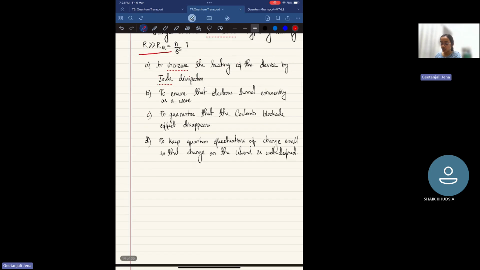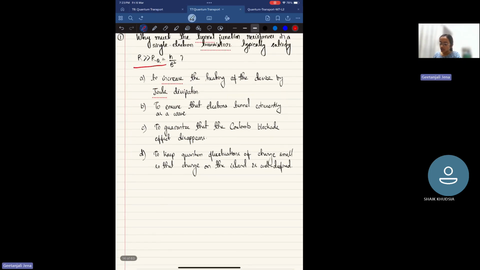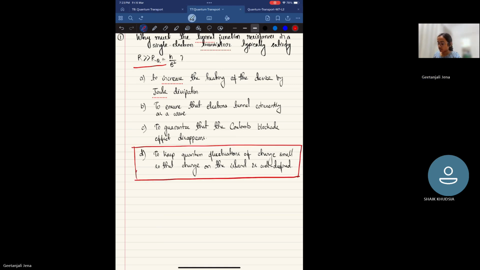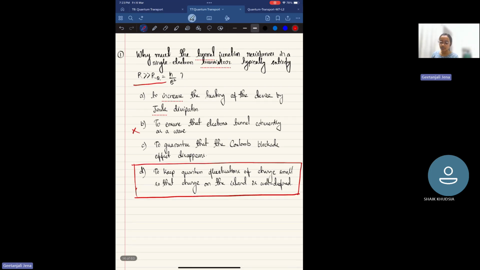No, the answer to this question is option D. So why option B is not correct is that it says to ensure that electron tunnel coherently as a wave. So if electron tunnel coherently, that means we won't see any Coulomb blockade effect. So this is the Coulomb blockade effect condition, right? So we need that the tunnel junction resistance would be greater than h by e square. This is what we mean by Coulomb blockade effect.